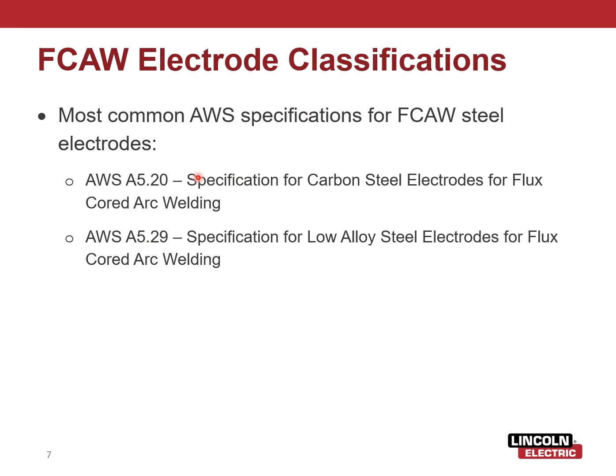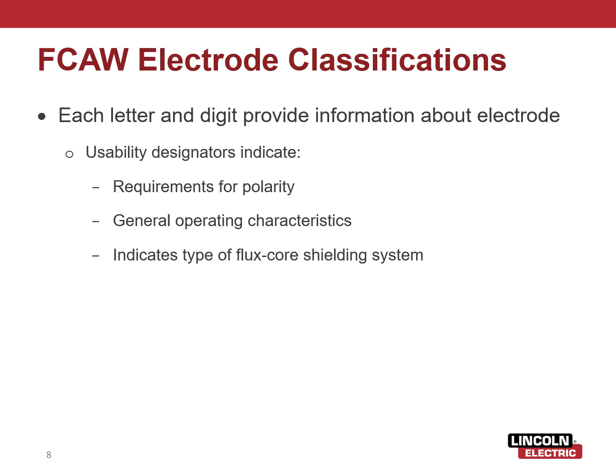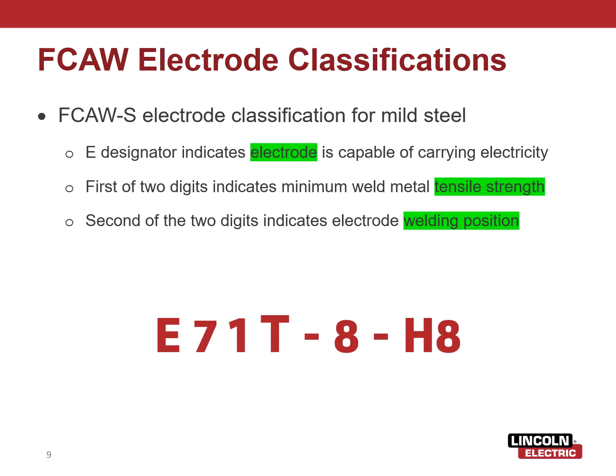And it's the same thing with our flux cored wire. These are the AWS classifications that they must meet. So A5.20 for carbon steel, A5.29 for low alloy steel. Getting into the classification system, just again, think about your E7018, that's your AWS classification for SMAW electrodes, or your ER70S-6, that would be your solid wire. Similar, a little different, you get a little more information, especially on the gas shielded electrodes. So we'll get into that right here.